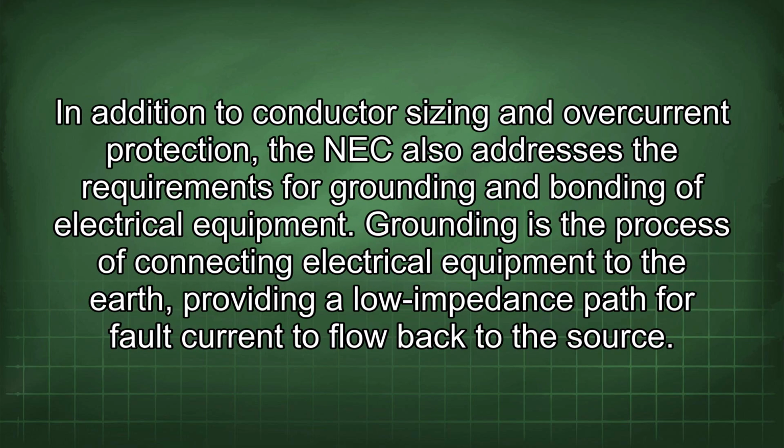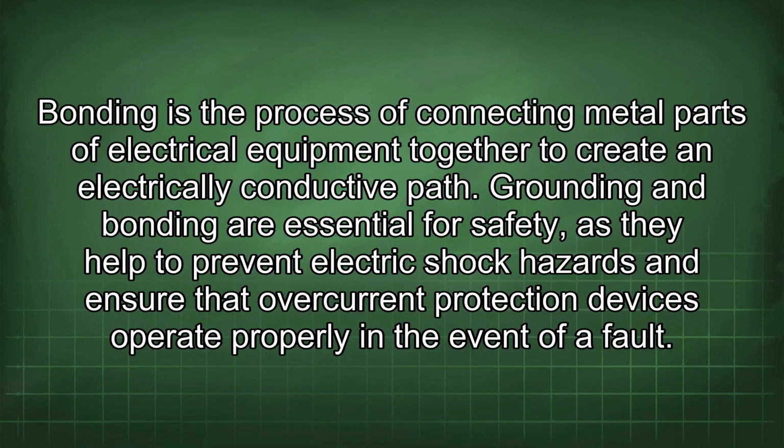In addition to conductor sizing and overcurrent protection, the NEC also addresses the requirements for grounding and bonding of electrical equipment. Grounding is the process of connecting electrical equipment to the earth, providing a low impedance path for fault current to flow back to the source. Bonding is the process of connecting metal parts of electrical equipment together to create an electrically conductive path. Grounding and bonding are essential for safety, as they help to prevent electric shock hazards and ensure that overcurrent protection devices operate properly in the event of a fault.